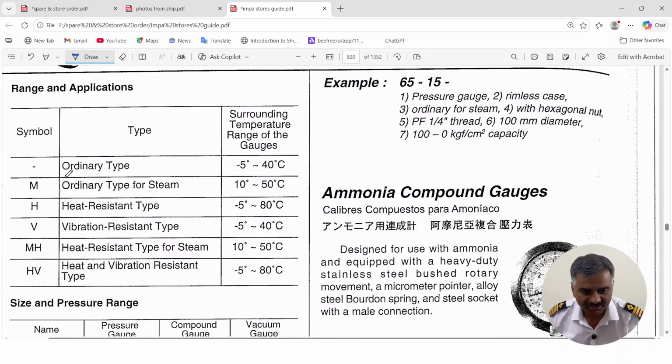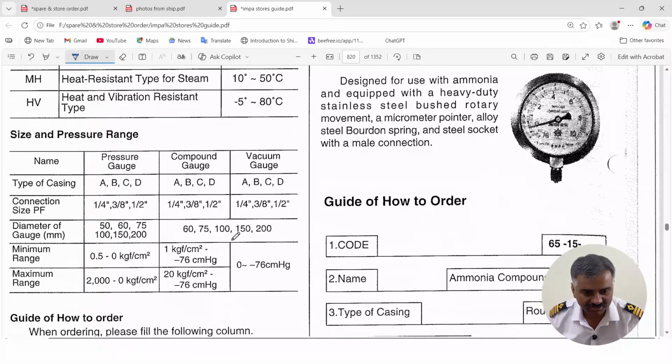Range and applications: ordinary type -5 to 40 degrees, M type for steam, ordinary type for steam 10 to 50 degrees, H is heat resistant type -5 to 80 degrees, vibration resistant type, heat resistance type for steam, and heat resistant and vibration resistant type.